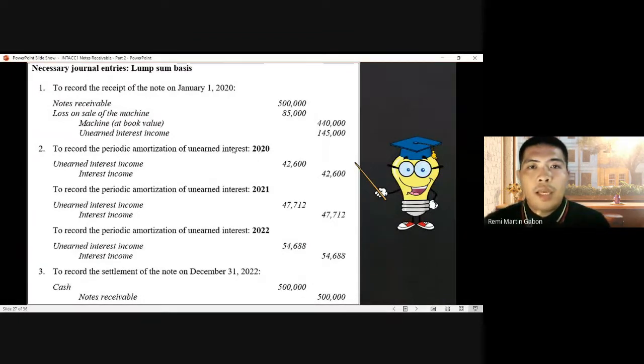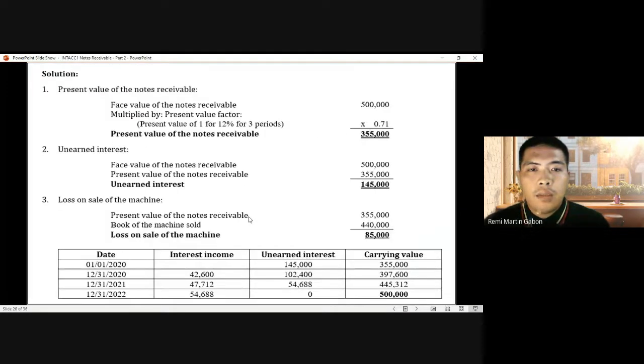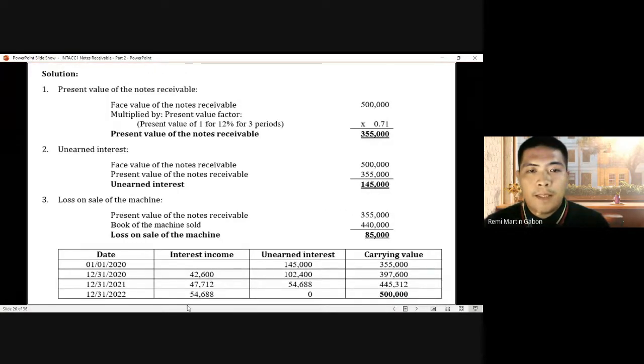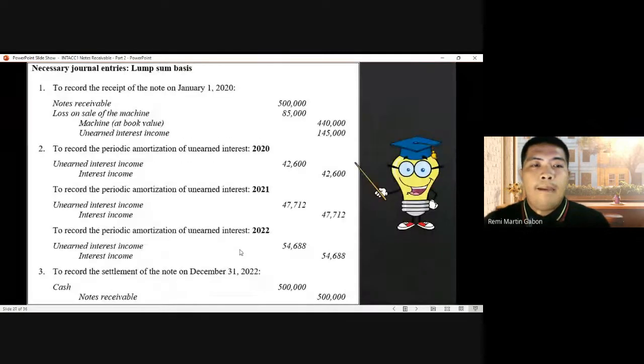Yan. The same journal entries from 2020 to 2022, debit unearned interest income and credit interest income. For 2020, we have 42,600. Ito yan. 47,712 for 2021 and 54,688 for 2022. Ito sila yan. Then to record the final settlement of the note, debit cash and credit notes receivable for 500,000. That is at the end of 2022. Kasi nga lump sum basis.